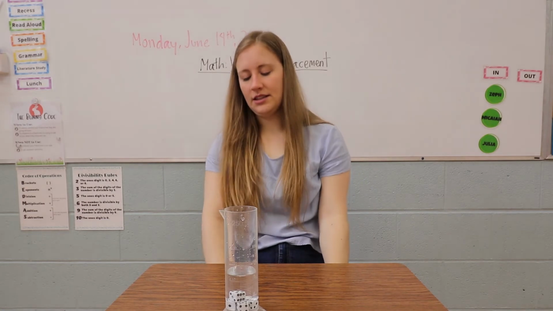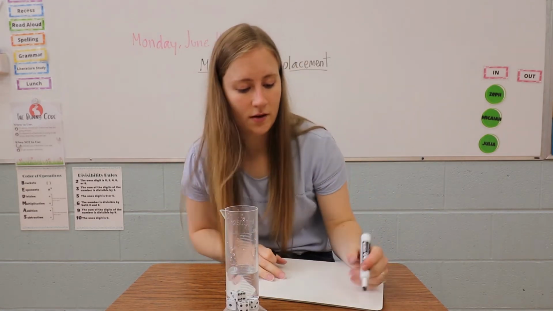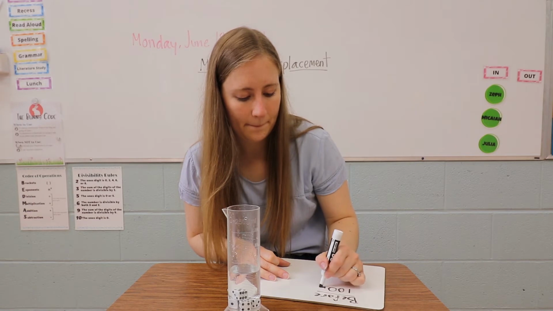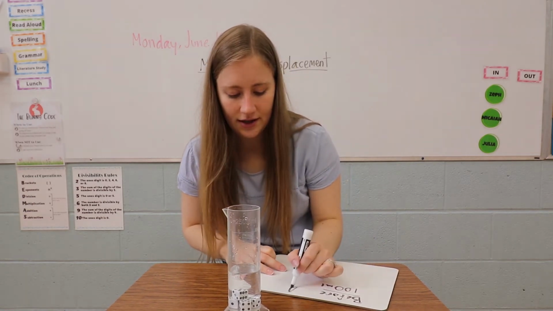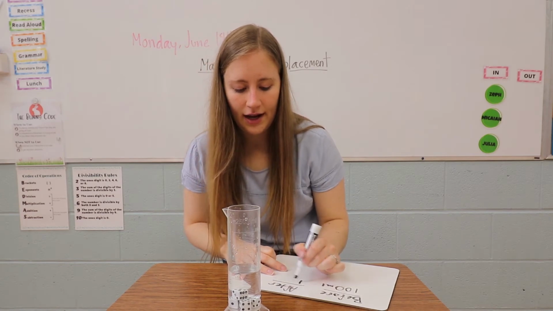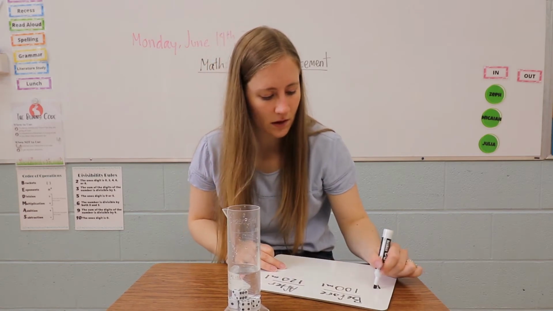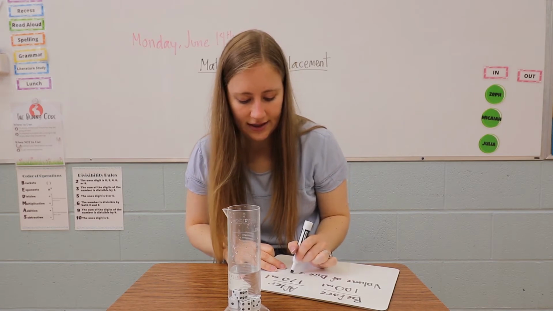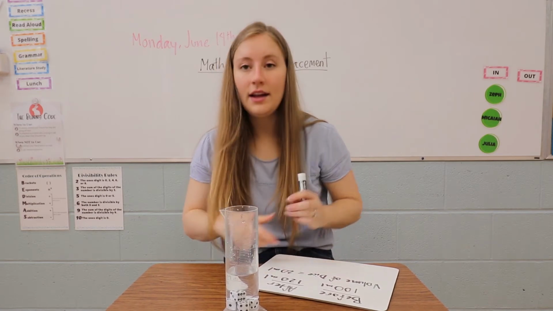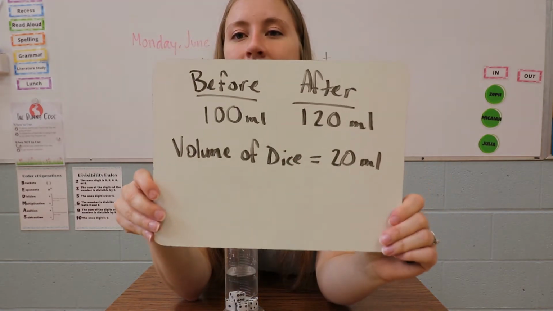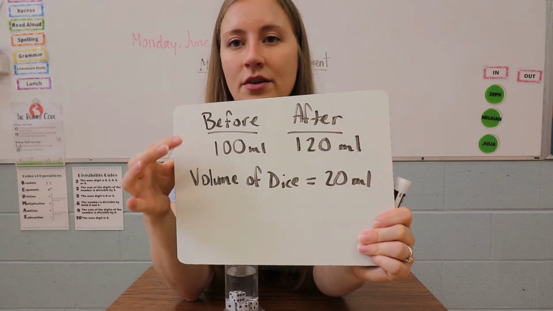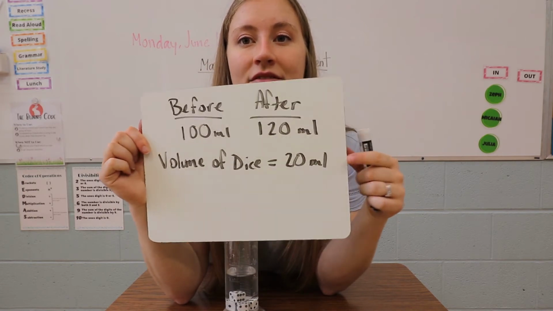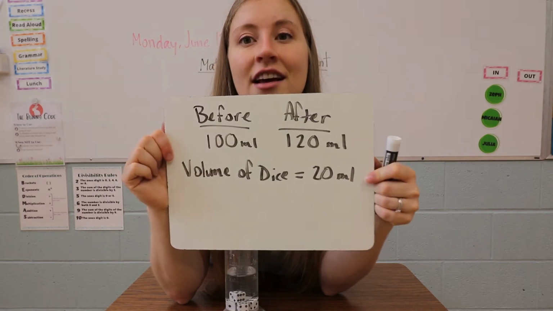So what that looks like is, if our starting volume is 100 milliliters and our ending volume is 120 milliliters, the volume of our dice altogether is 20 milliliters, okay? So you see the difference in the height. The new height is 20 milliliters more than the old height, right? So that means the volume of the dice that we put in to cause that change is 20 milliliters.